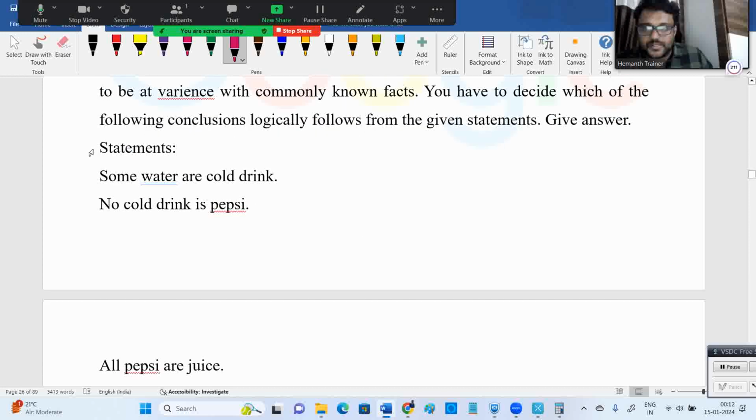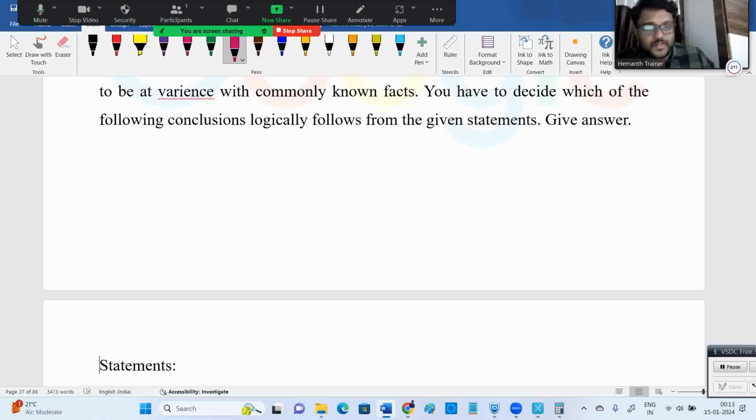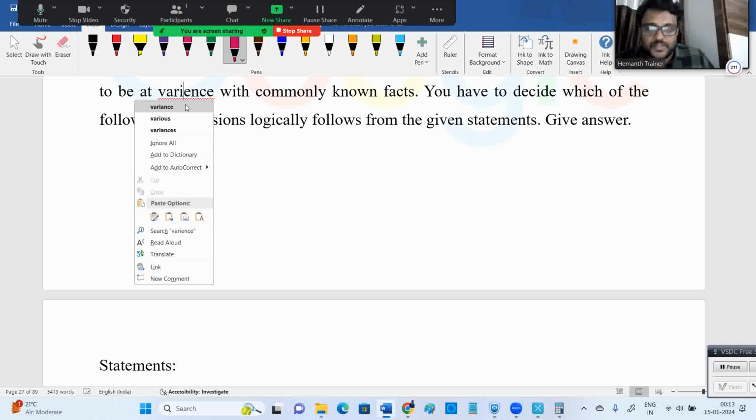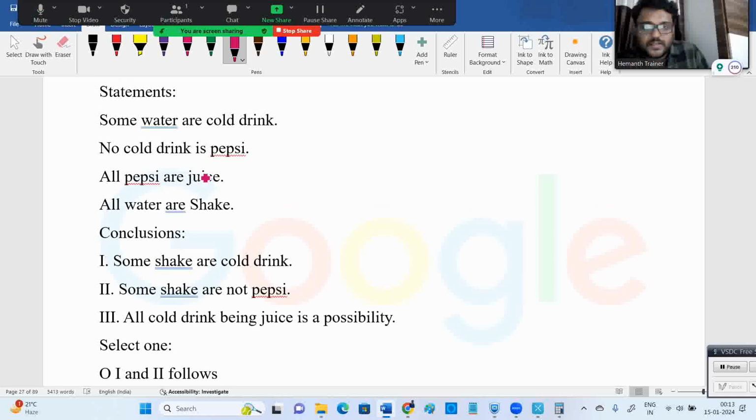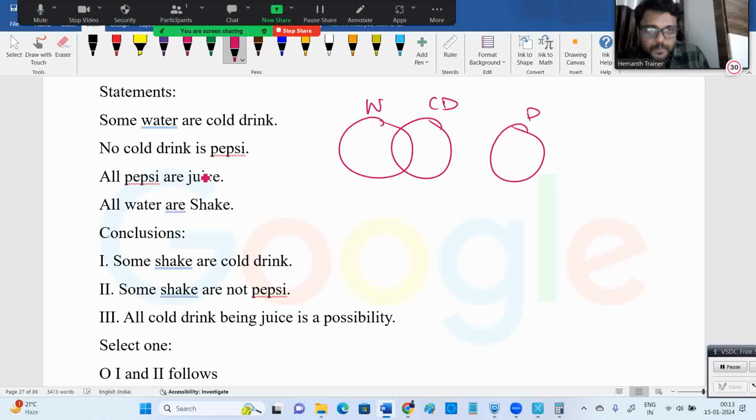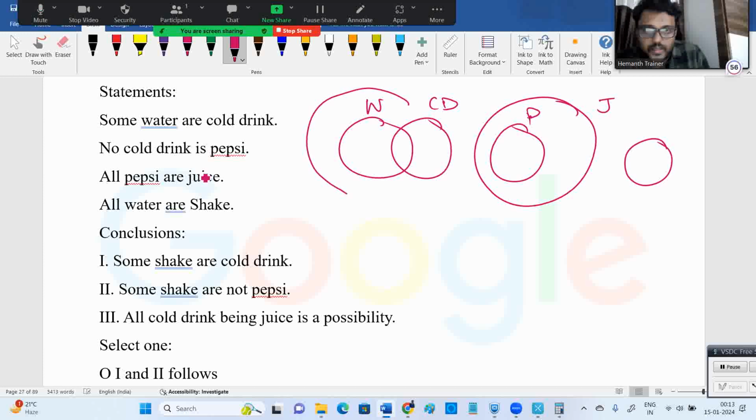Again, a similar question here. Don't worry about the statements; you have to consider the statements as true. Some water are cool drinks. No cool drink is Pepsi. All Pepsi are juice. All water are shake. This is all water, already there. So all waters are shake. This is one diagram; you can draw many diagrams as well. Now the first conclusion: some shakes are cool drinks. Yes, correct. Some shakes are not Pepsi. In this diagram, it's correct.